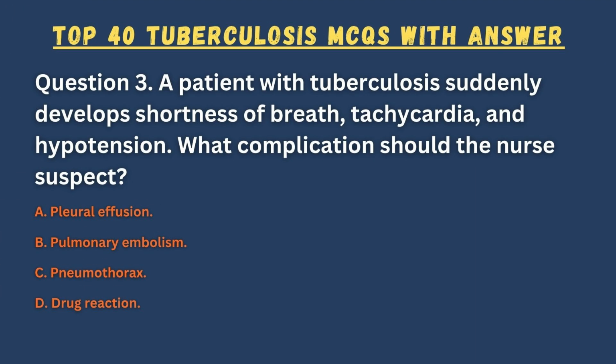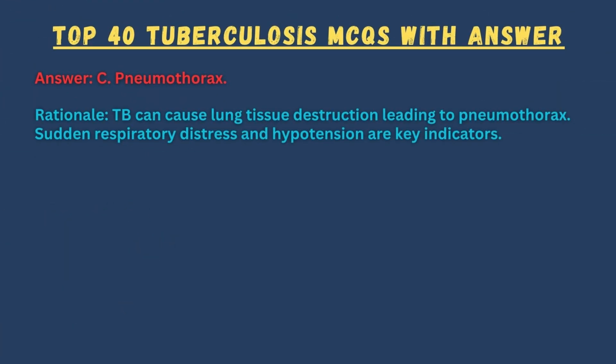Question 3. A patient with tuberculosis suddenly develops shortness of breath, tachycardia, and hypotension. What complication should the nurse suspect? A. Pleural effusion. B. Pulmonary embolism. C. Pneumothorax. D. Drug reaction. Answer. C. Pneumothorax. Rationale. TB can cause lung tissue destruction leading to pneumothorax. Sudden respiratory distress and hypotension are key indicators.